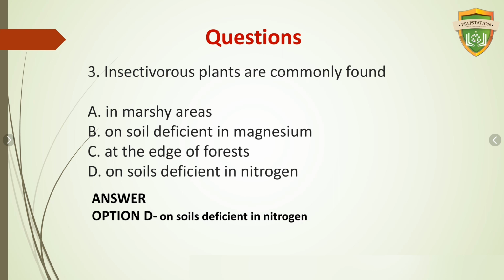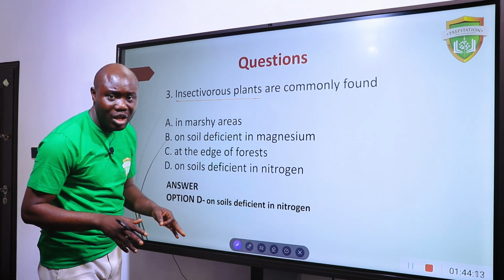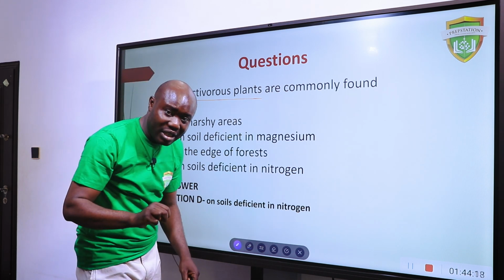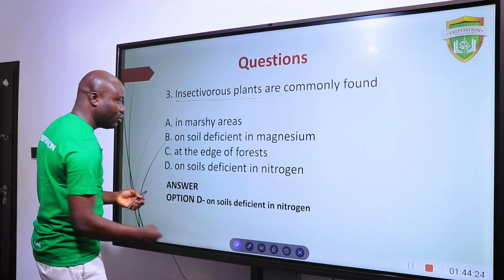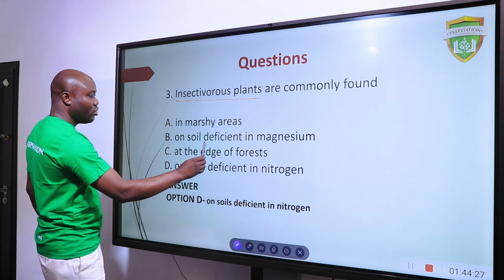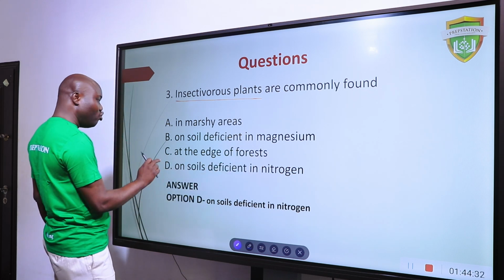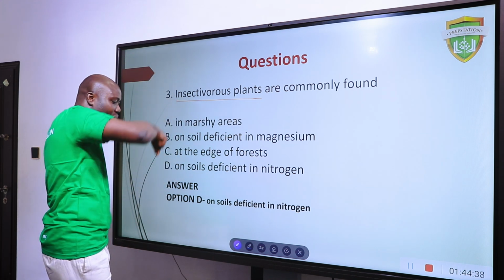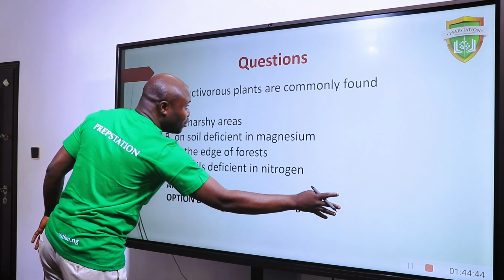Insectivorous plants are commonly found in, now pay attention, why are they said to be insectivorous? They feed on insects. Why? Because they lack nitrogen themselves. They stay in a place that does not have nitrogen, and also they cannot fix atmospheric nitrogen. So they grow on soil deficient in nitrogen. So let's look at it. In marshy areas, on soil deficient in magnesium, at the edge of forest, on soil deficient in nitrogen. They do not have nitrogen, so they need to feed on insects so that they get the nitrogen from them and use it to grow. Of course, this kind of plant can't be proteinous.